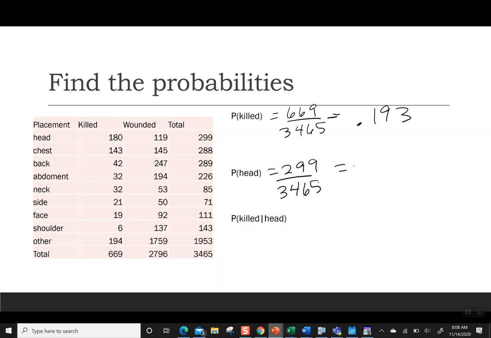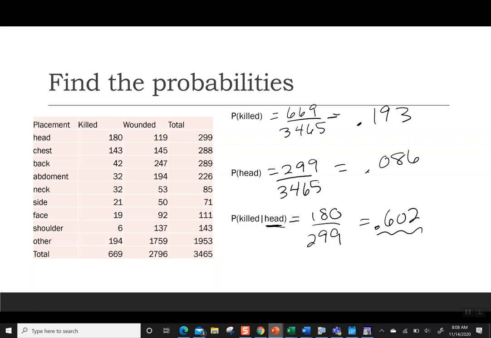This says about 0.086%. All right. Now let's look at the probability that somebody was killed, so they died, given they were shot in the head. So the first thing that happens is this number, 299, goes on the bottom. So I'm only looking at people that were shot in the head, and it says 180. So 180 divided by 299 gives us 0.602.